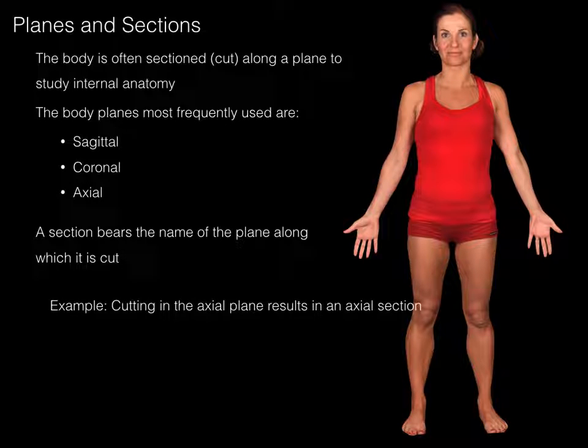Now, for example, cutting in the axial plane results in an axial section. All right, but for the sake of just the way we're talking, planes and sections are synonymous. Even though I recognize that there really is a difference, because you're actually cutting as opposed to a plane, in radiology and imaging we use these terms synonymously so often. Planes and sections mean the same thing. Okay, so now we're just going to start with the sagittal plane.